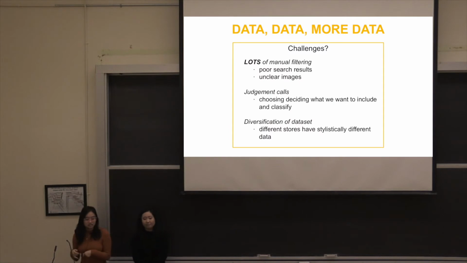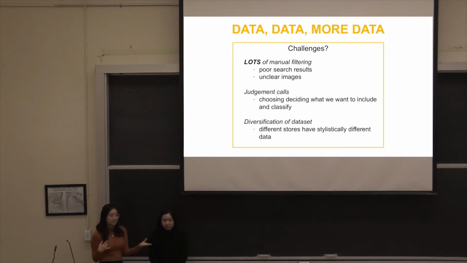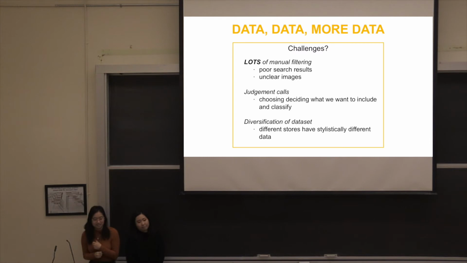The main challenge during this process was that we found a lot of manual filtering had to occur because the results from search engines of online stores was so poor, hence the use case of our project as well. There was a lot of judgment calls that we had to make deciding whether certain pictures were too unclear. So if the model wasn't in a way where you could see the classified feature, we had to remove those. And then we also wanted a really diverse and stylistically different data set so that our model can learn to generalize. So we had to scrape from a lot of different stores.